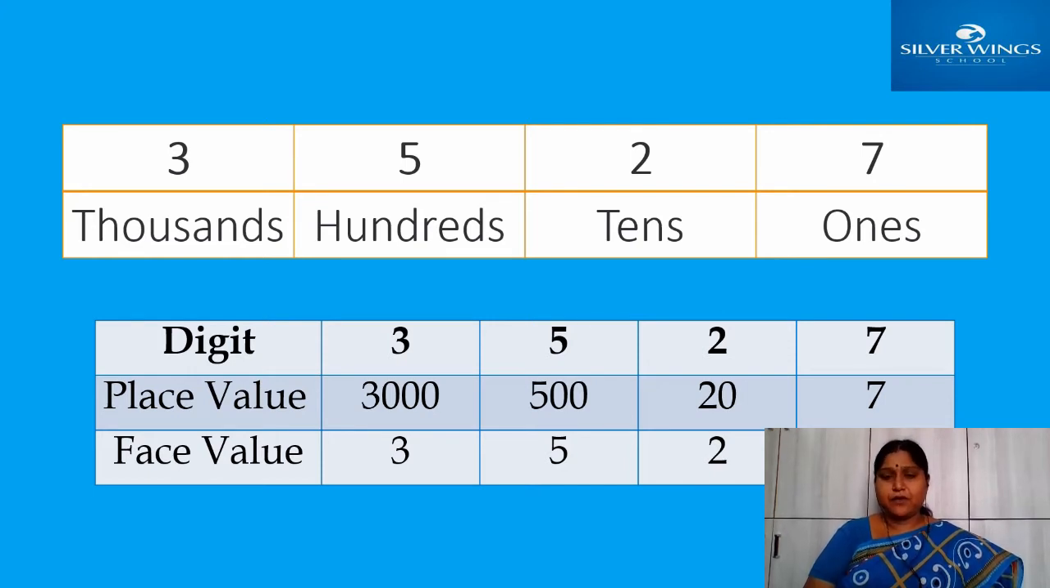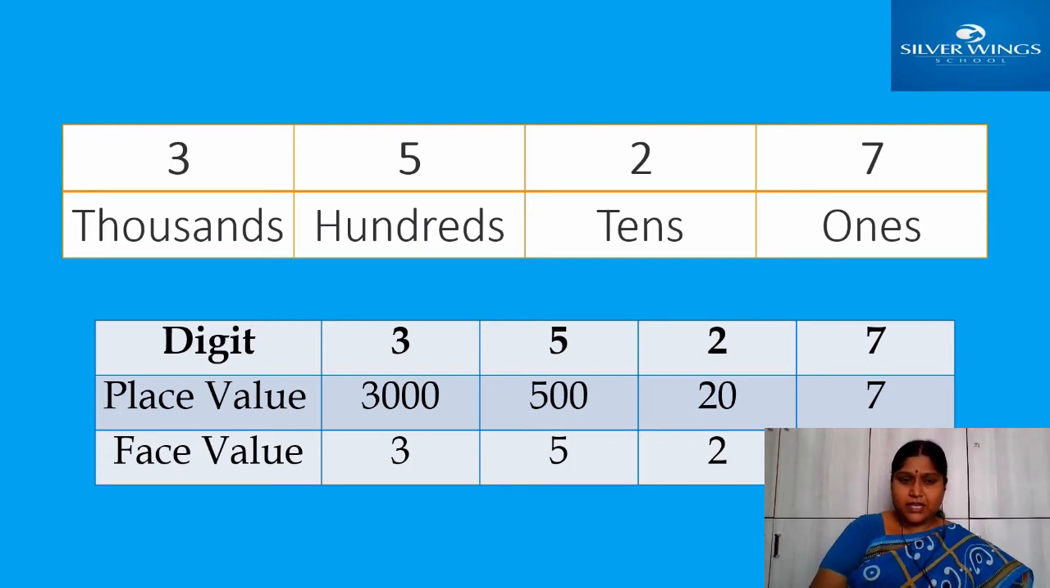The digit itself. Now 5 is in the hundreds place. That means the place value of 5 is 500, and the face value is 5. Next, 3 is in the thousands place. That means the place value of 3 is 3000 and the face value of 3 is 3 only. Now, I think you understood.